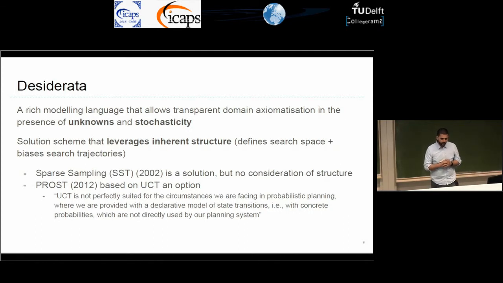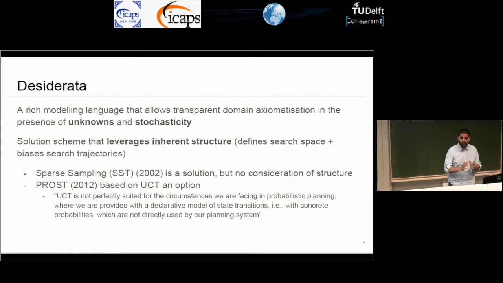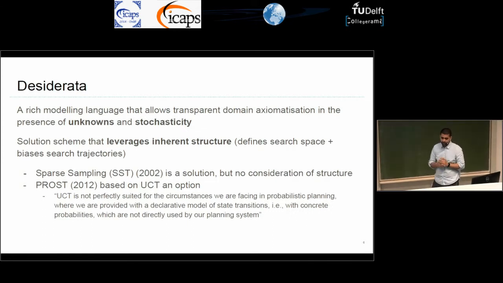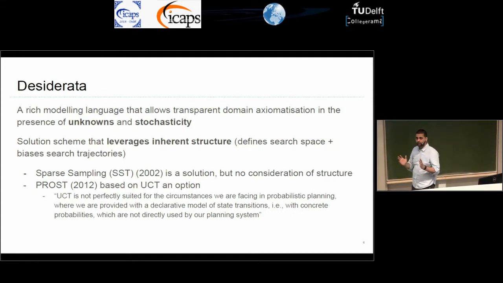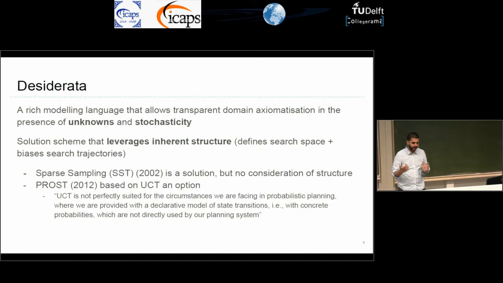And when we looked at what we know in terms of very general planners, right? One of them is sparse sampling, going back all the way to 2002. So it's a very general scheme of how you could construct a sampling-based planner for MDPs, but there's no consideration of structure. So it's fairly abstract, and perhaps that's one of the reasons it's fairly slow.